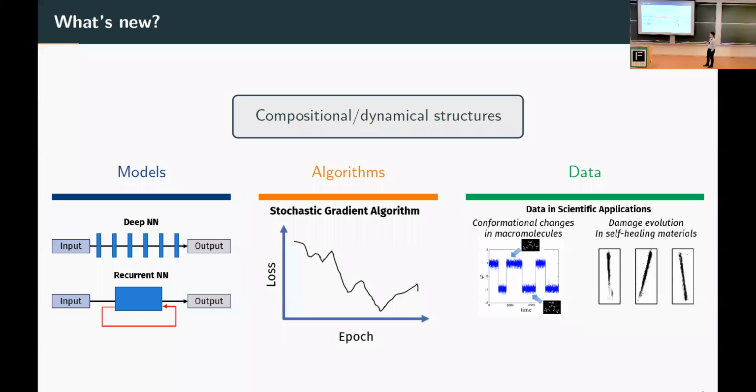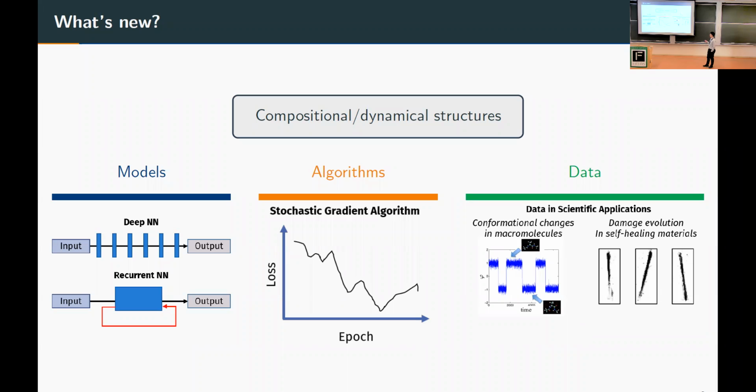So in the first case, we can see that there's this compositional structure that's present in the deep learning models themselves. So a deep neural network is a stack of many layers together, and they're composed together. And then if you look at recurrent neural networks, you have this theoretically infinite number of repeats of these operations. So again, it's a compositional or dynamical structure. And this is not just in the models, but also in algorithms and data. So for example, the very popular stochastic gradient algorithms and their variants, you can think of it as a stochastic process. So there's a dynamical structure involved in that as well.